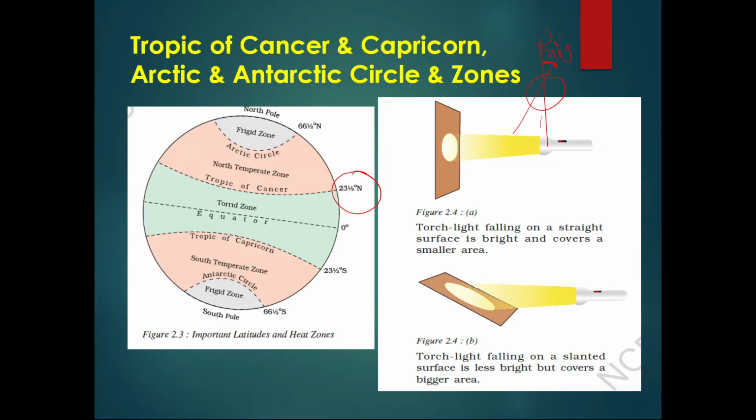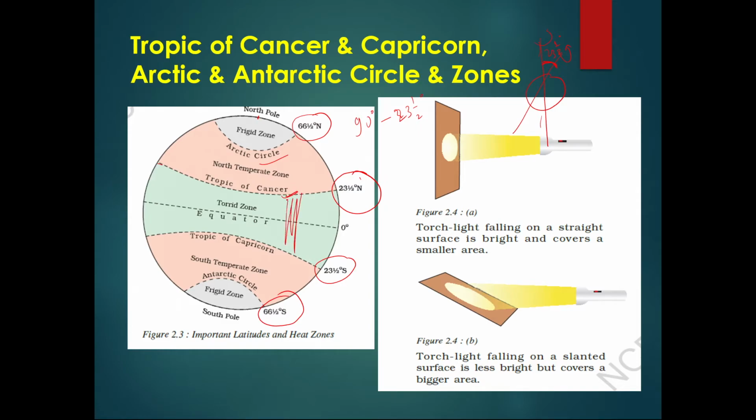So this latitude, which is at 23.5 degrees, is called the Tropic of Cancer, and similarly this latitude, which is 23.5 degrees south from the equator, is the Tropic of Capricorn. And if you subtract 23.5 from 90 degrees, then you will get this 66.5 degree. So this 66.5 south is the Antarctic Circle, and this 66.5 north is the Arctic Circle, and this is our North Pole.